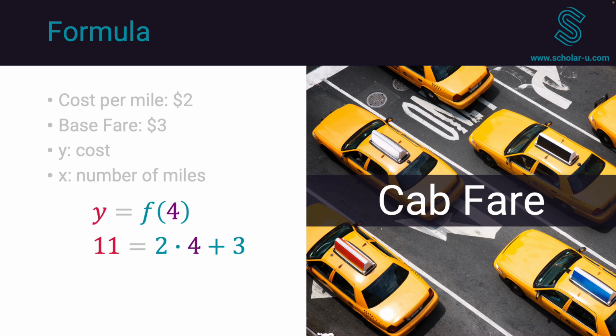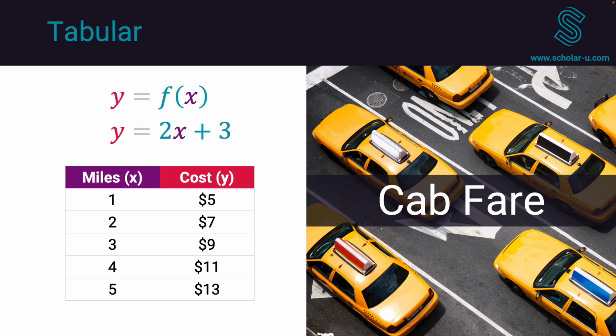Notice that the $2 per mile multiplied by the number of miles produces a dollar amount, to which we add the $3 base fare, resulting in a dollar amount for the total fare. It is important that the units on the left-hand side of the equation match the units on the right-hand side. This is useful when you are given a function and asked for an interpretation. There are also two other ways of representing these results.